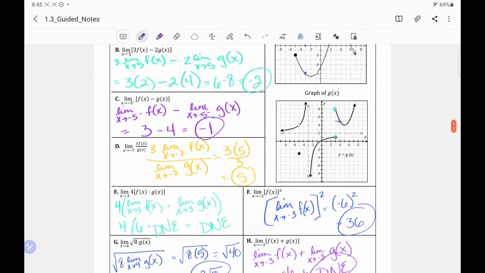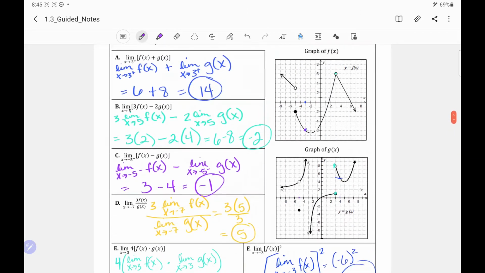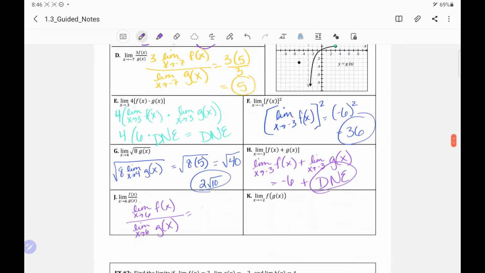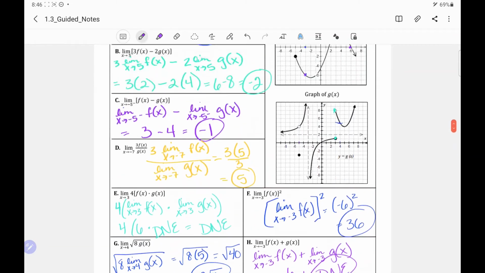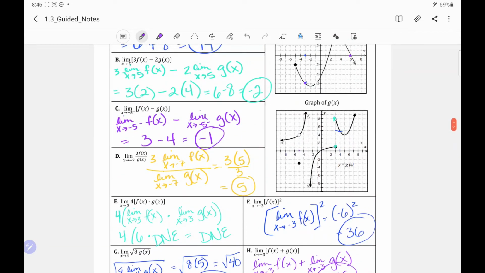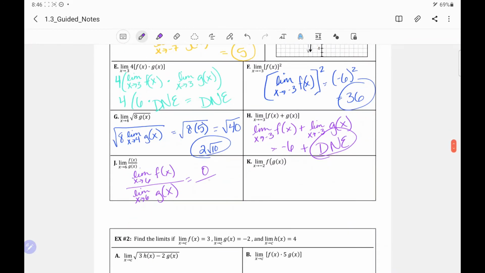So f of x, let's go back up here, and we're looking at x goes to 6. Positive 6 is right here. We get 0. So this one is 0 over the limit as x goes to 6 of g of x, which is positive 5. So now 0 divided by 5, we know that's just 0, right?